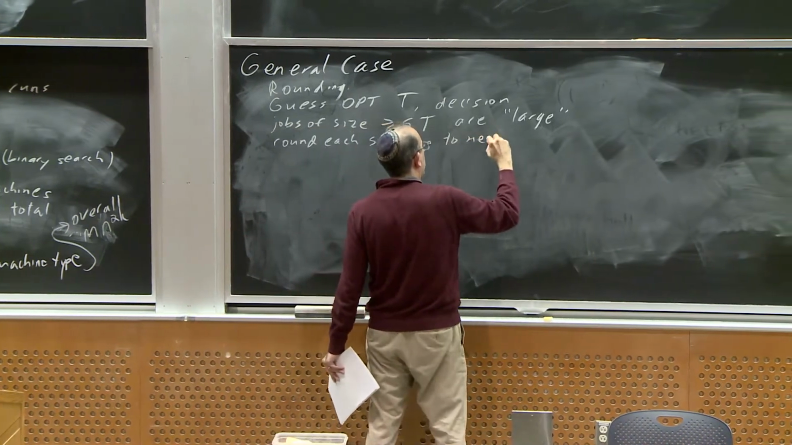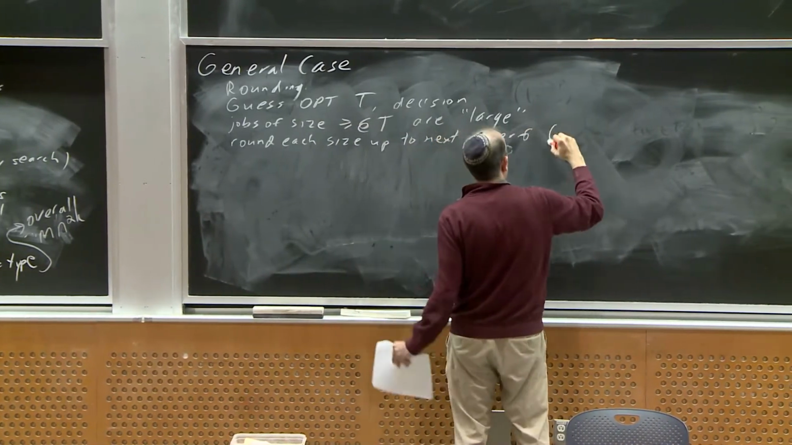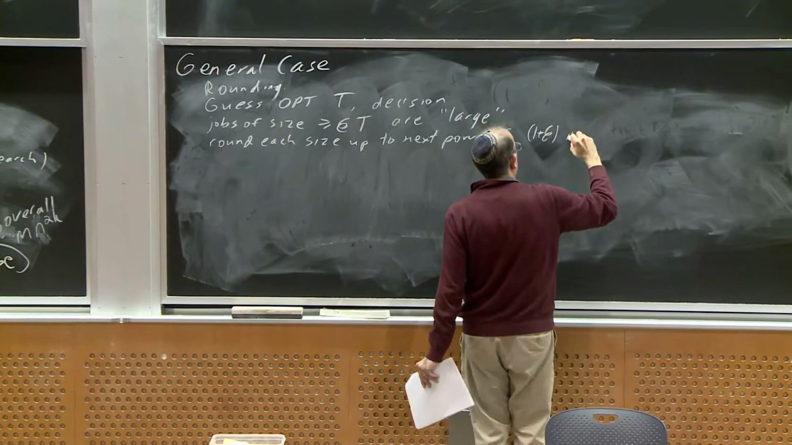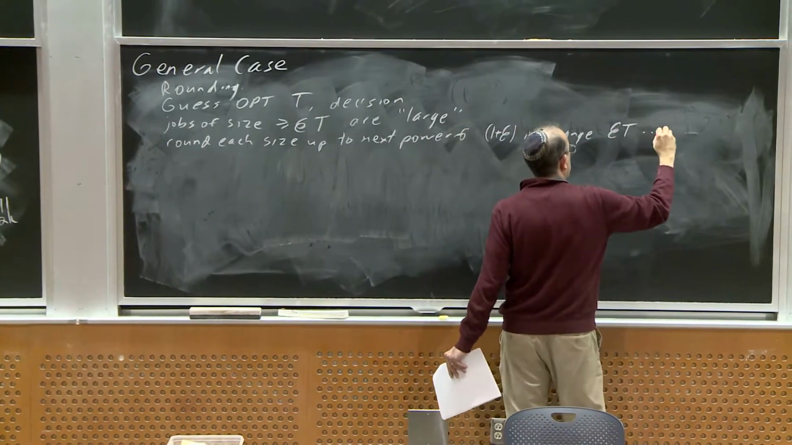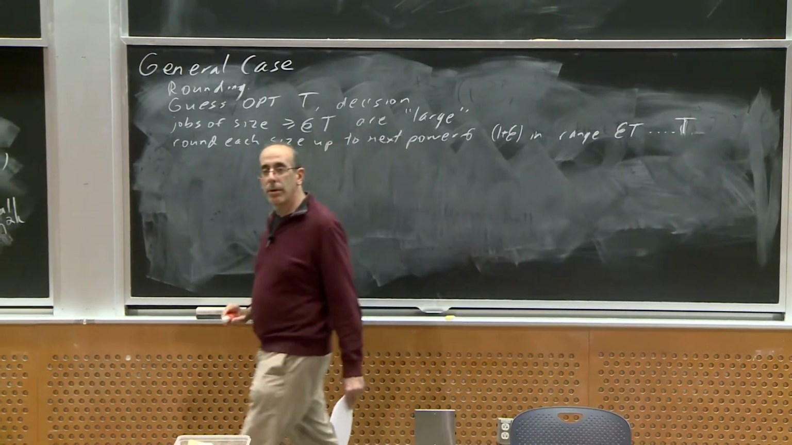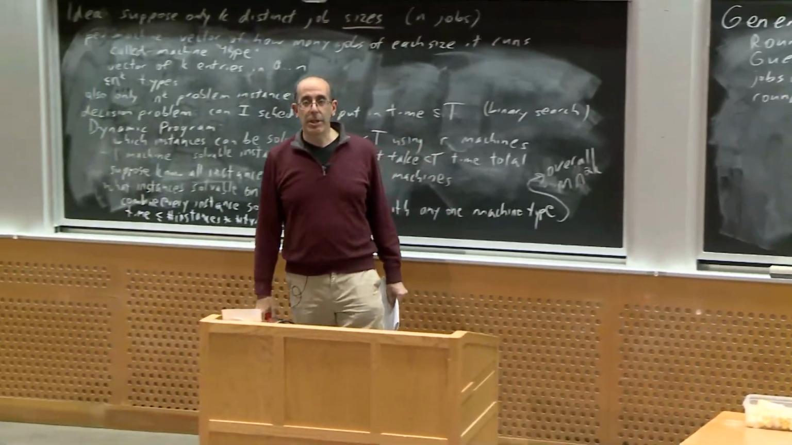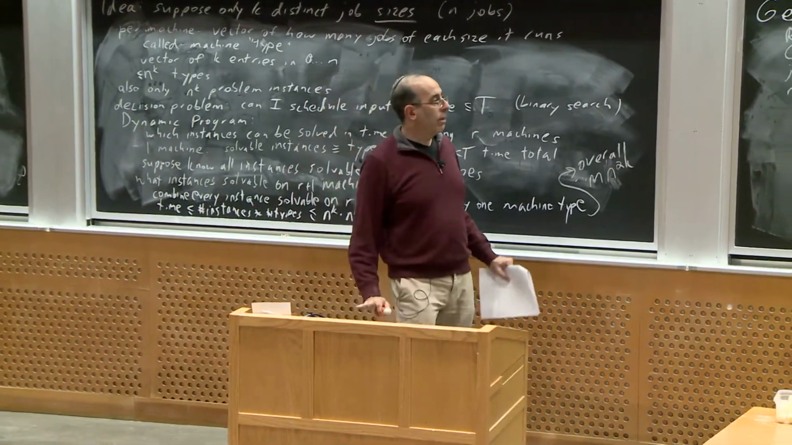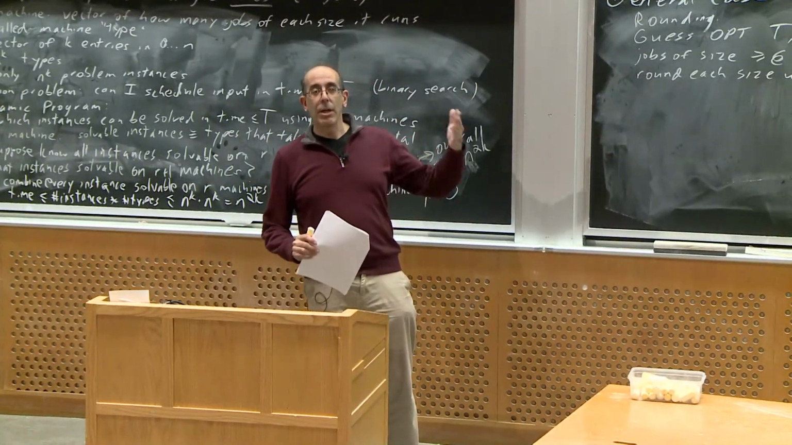So now what I'm going to do is round each job size up to the next power of 1 plus epsilon in this range between epsilon t and t. Okay. So I'm only going to look at powers of 1 plus epsilon in this range. And those are going to be the job sizes I actually work with. And I'm just going to make every job a little bit bigger.